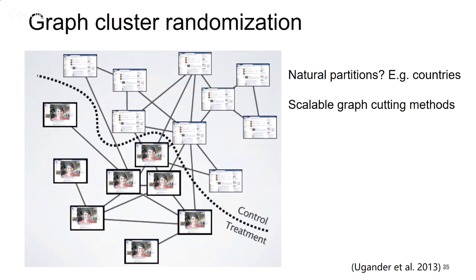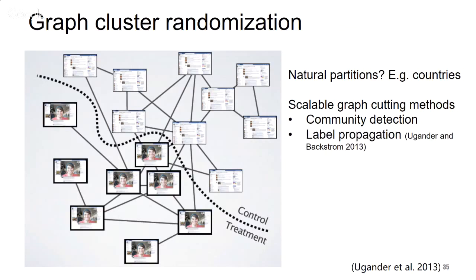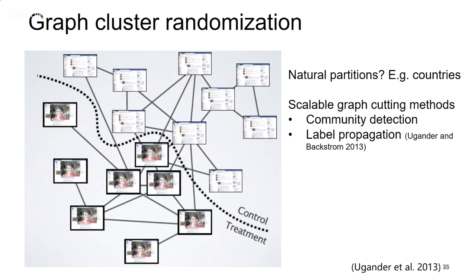So then you come up with more scalable graph cutting methods using community detection. There are community detection algorithms that are scalable, and you can come up with different communities. You have label propagation algorithms to create these clusters. And there was a recent study by researchers at Facebook where they could actually come up with 6,400 clusters by just cutting the English Facebook population within the United States.